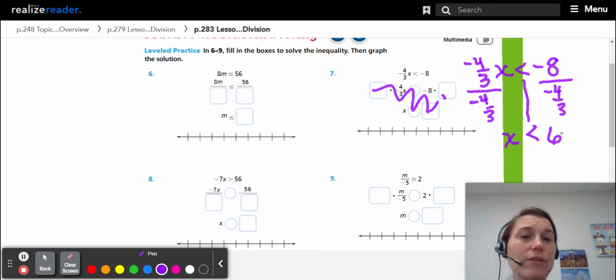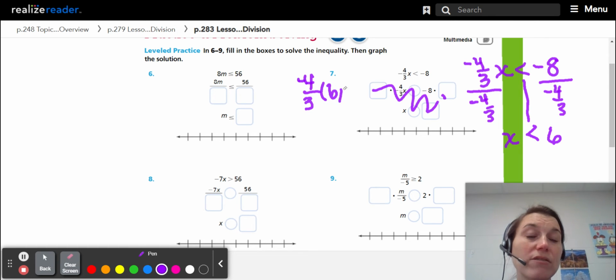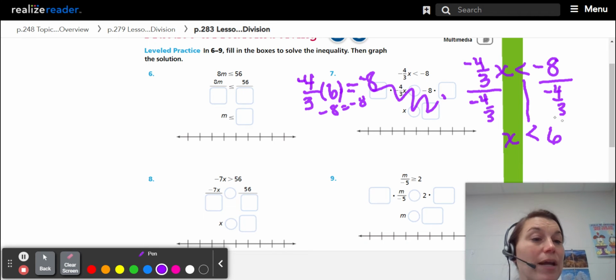And then when I check that solution, I'm going to check it back over here and I'm going to use RSS, but I'm going to use it like an equation. Because I solved it like an equation, I check it as if it was an equation. And then that equals negative 8. So yay, it checks. So I have the right number here, 6. So now I'm going to check and see about the graph.